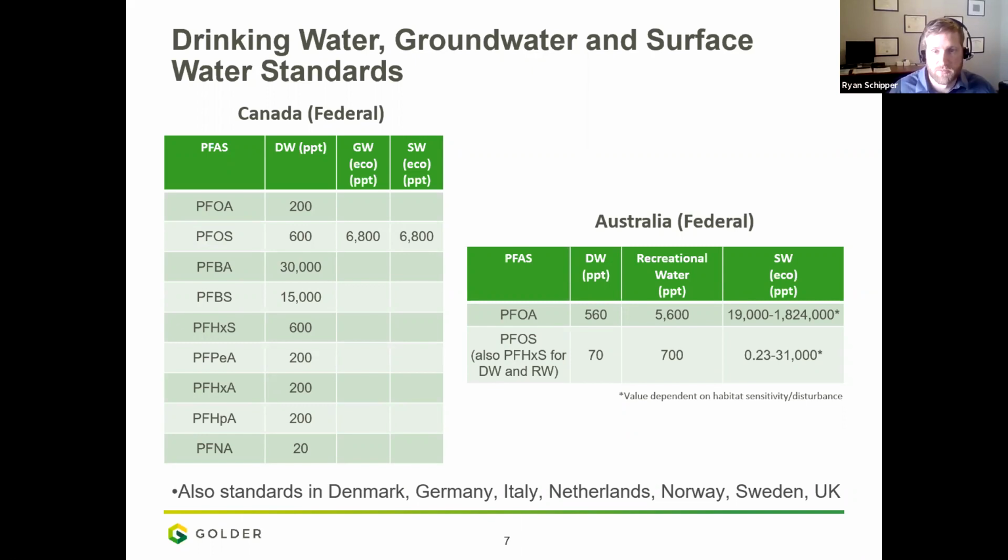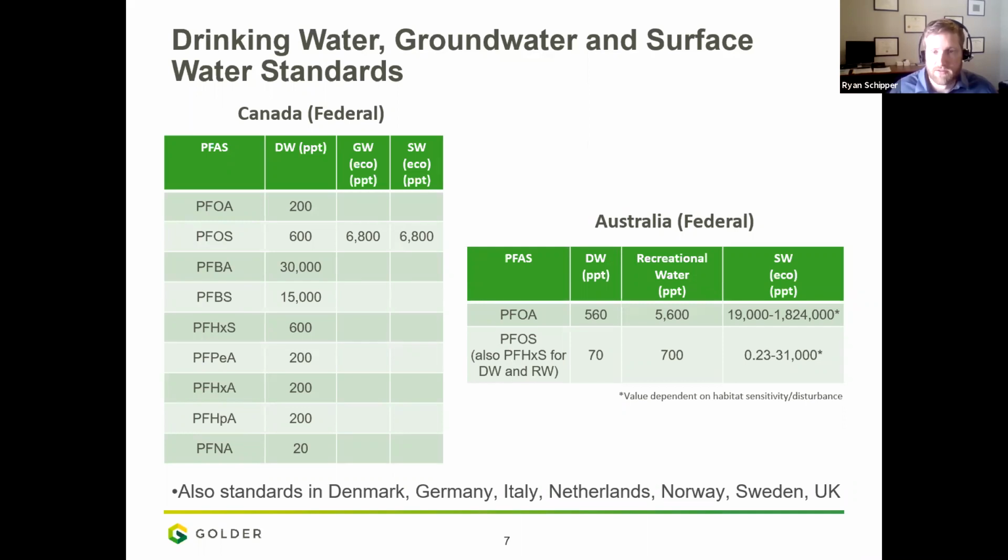BC has some standards for PFOA and PFOS. The Australian federal standards are shown there. There are standards for PFOA, PFOS, and PFHxS for drinking water. I won't jump into them, but overall these are in parts per trillion and relatively high compared to maybe some of the other standards in some other countries.